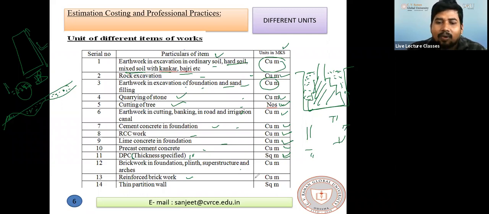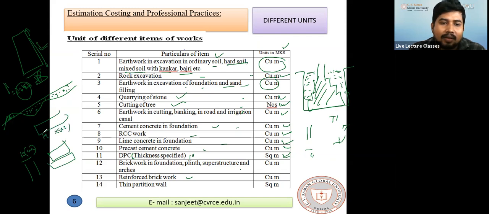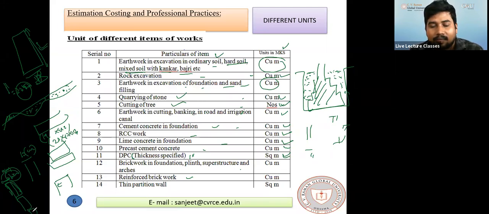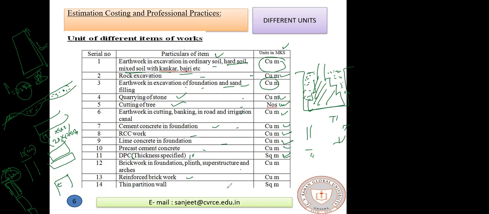Next, thin partition wall, that is, if the thickness is 10 centimeter or less. Suppose this is a brick. You know that the size of brick is 19 into 9 into 9. With the standard size, nominal size, along with the plaster, it will be 20 into 10 centimeter. So if the thickness is 10 centimeter, a partition wall having single brick thickness or half brick thickness is 10 centimeter. Suppose I am placing the brick like this. What is this? This is 9 centimeter. Along with thin plaster, or along with all this joint, I can say it is a 10 centimeter wall. Yes or no? Yes, sir. So for this thin partition wall, the unit is in square meter.